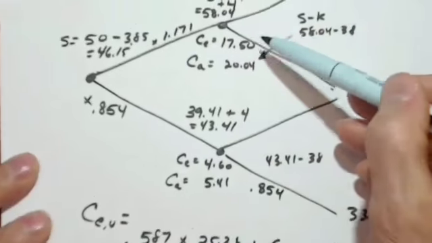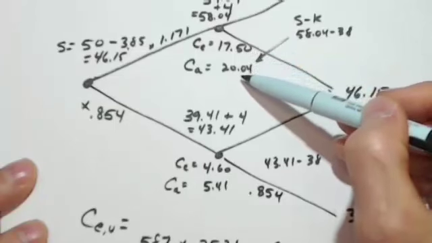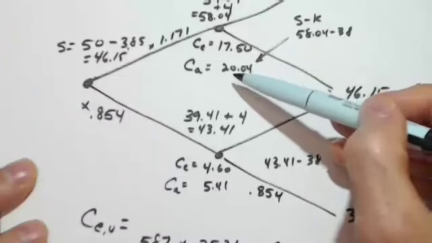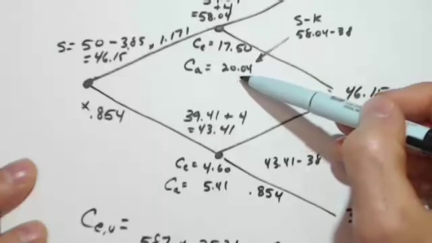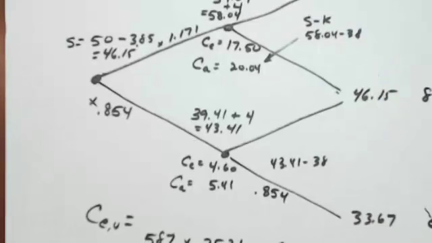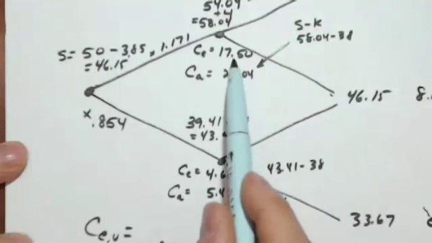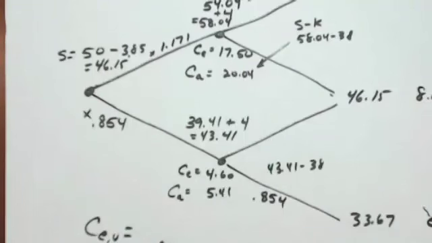The same interpretation applies up here. If you let the option live, it's worth $17.50. If you kill the option by exercising it, you're going to get a payoff of $20.04. So you can see that American options are worth more than European options when there's a dividend. If you did the same math with non-dividend paying stocks, you'd end up with the same value, and that would be a good exercise for you to do. You wouldn't see any differences here.